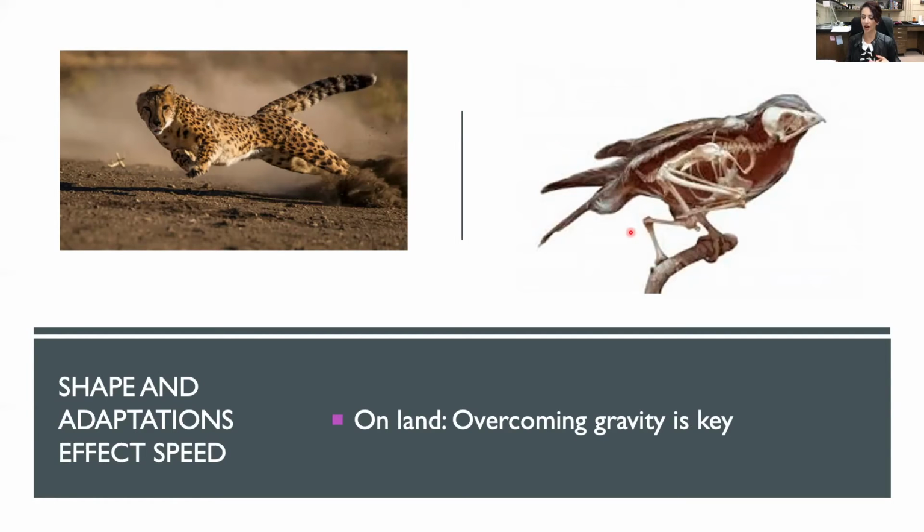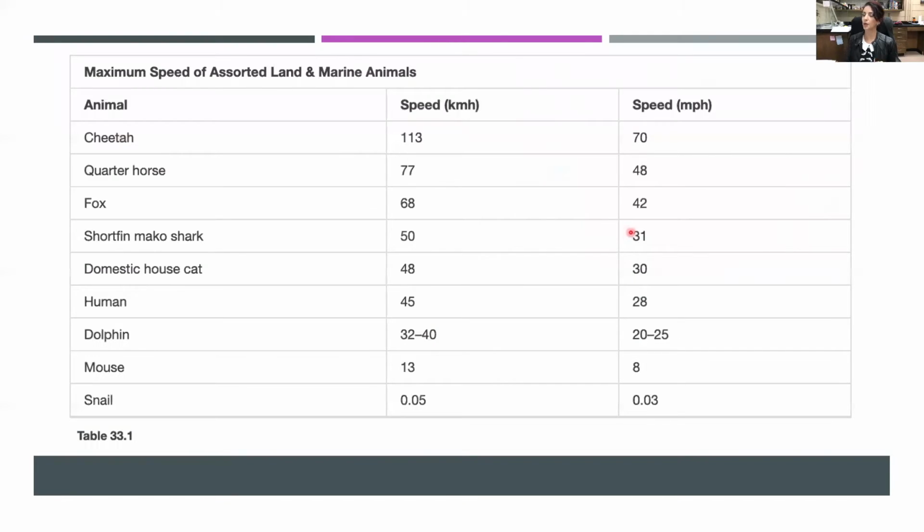And we'll see that on the next slide here, where we just have a table from your textbook, table 33.1, that relates to the maximum speed of assorted land and marine animals in kilometers per hour and miles per hour. And you can see by and large that our friends on land are much faster than our friends in the sea.